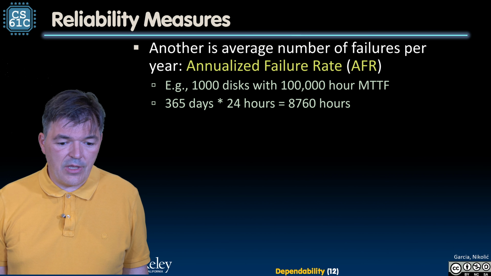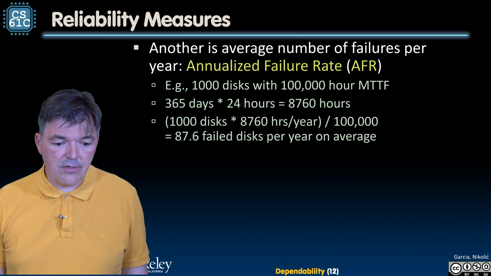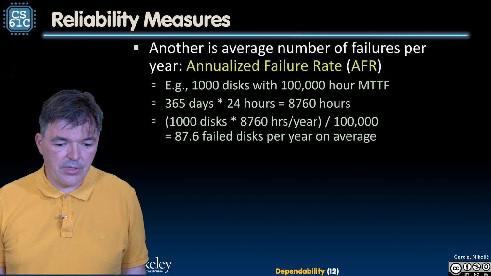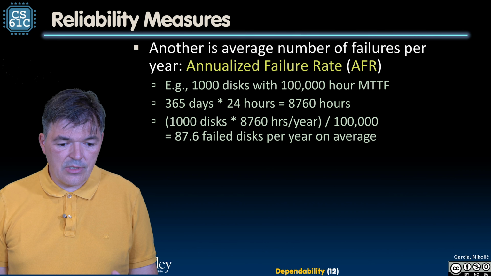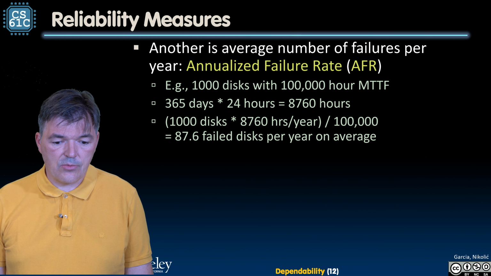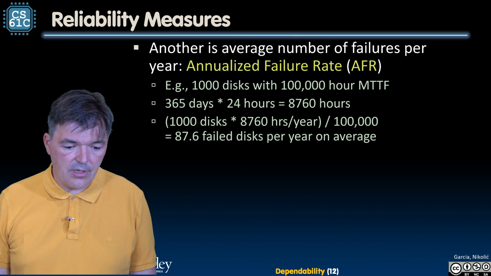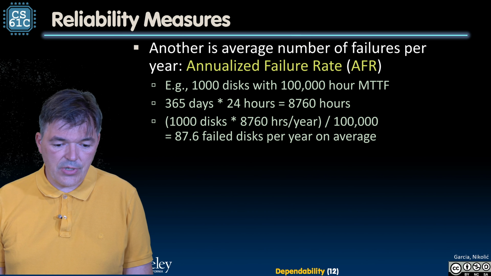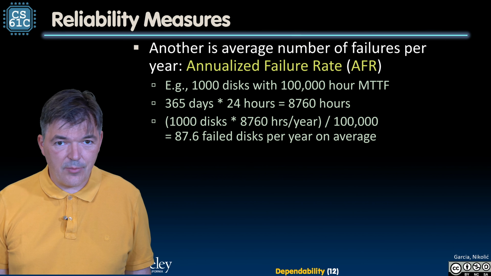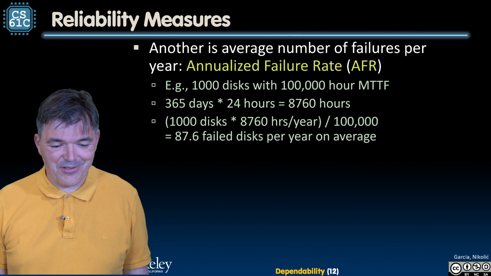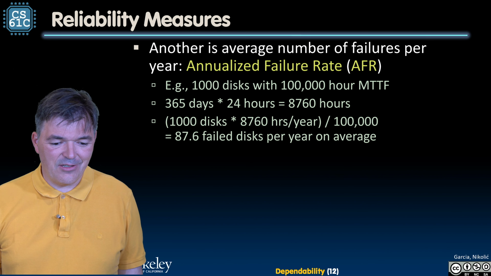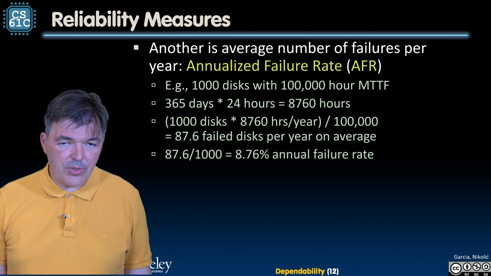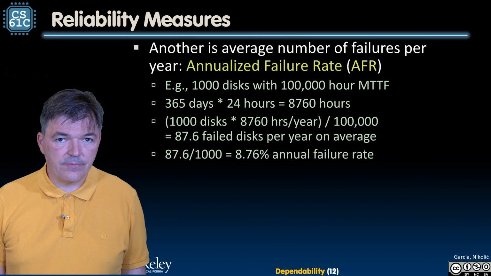So we have 8,760 hours in a year, and then we have 1,000 disks that are operating for a whole year. Our mean time to failure is expressed in hours, so we are going to divide that number by 100,000 hours, and what we end up with here is 87.6 failed disks per year on the average. So we have to round that up because it's not 0.6 disks that generally fails, so it's 88 failed disks. This translates to 8.8% annualized failure rate.